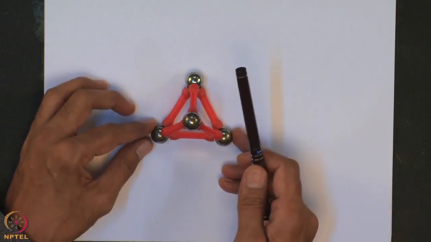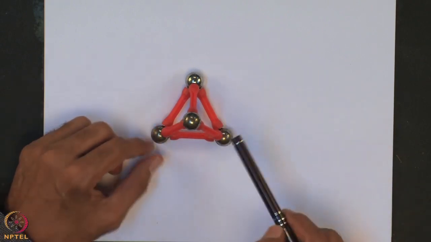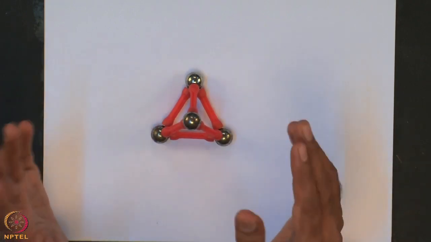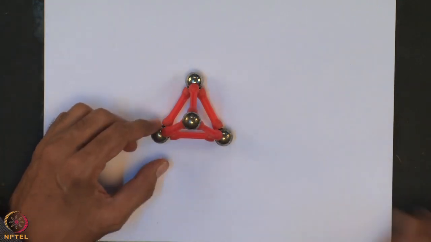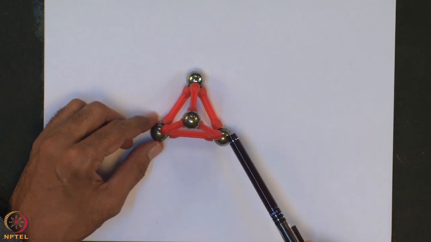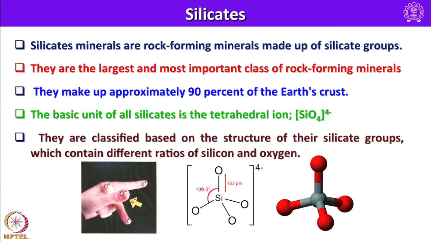These are the basic units of all silicates, whether we have one dimensional, two dimensional, discrete, or three dimensional silicates. They consist of this kind of units. Essentially, these silicates are classified based on the structure of their silicate groups, which contain different ratios of silicon and oxygen having Si-O-Si linkages.